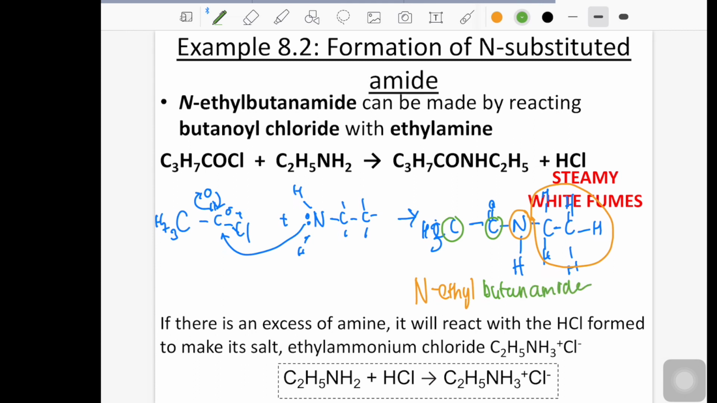Same thing: if there is an excess of the amine, this amine, which is a base, can react with the other side product, which is a gas, hydrogen chloride gas, and the equation is C2H5NH2. This equation shows how excess amine reacts with HCl.